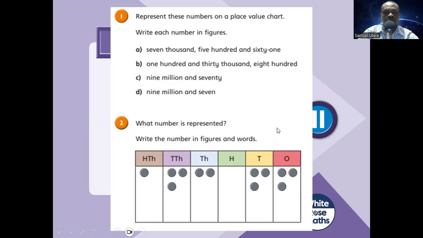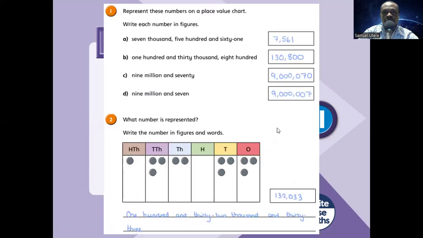Okay, assuming you've paused the video and you've worked through the problems, here are the answers. For question 1, you were asked to represent these numbers on a place value chart. You should know how to represent numbers in a place value chart by now, so I'm not going to be writing that. And then next you were asked to write each number in figures.